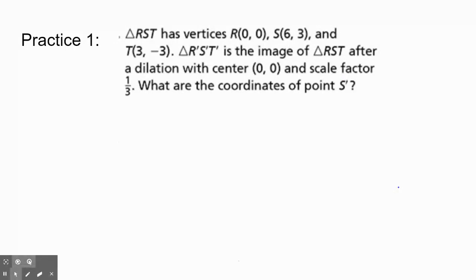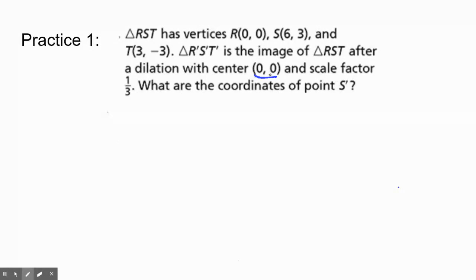So our first practice problem, we have triangle RST with vertices R, 0, 0, S, 6, 3, and T, 3, negative 3. R prime, S prime, T prime is the image of RST after a dilation with center 0, 0. It's very important. We always look for that center. And a scale factor 1/3. What are the coordinates of point S prime?